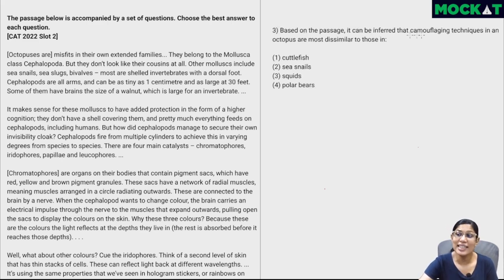Based on the passage, it can be inferred that camouflaging techniques in an octopus are most dissimilar to those in. Now this can be interpreted in 2 ways. Either the camouflaging techniques that octopuses use are similar to 3 of the 4 animals that are mentioned, in which case we just find whichever it's not similar to, or there might explicitly be something mentioned that octopuses are very different from, say, cuttlefish or sea snail, something like that, in which case that would be the answer. So we'll just probably look to solve this at the end of the passage, because we'll need to compare the octopus with all these animals.